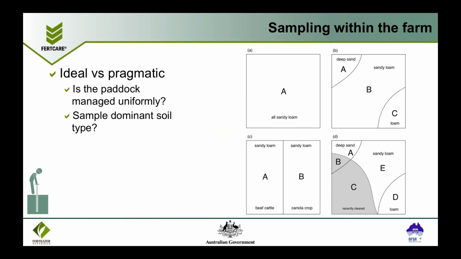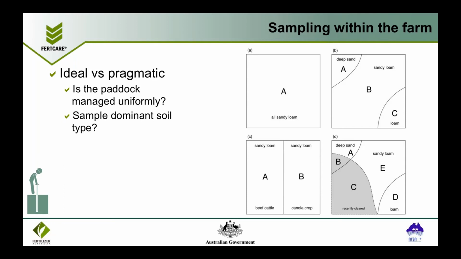So if we now have a look at looking at, say, a particular paddock and how we might sample that particular paddock, we've got 4 examples here. The first example on the right-hand graphic there is where we might have a uniform soil type right across the paddock, and we could quite easily take a composite sample within that paddock.